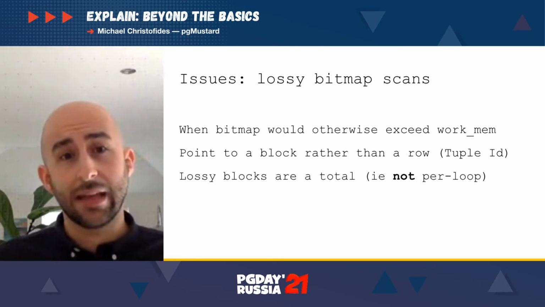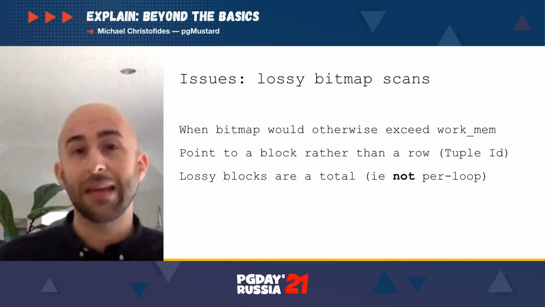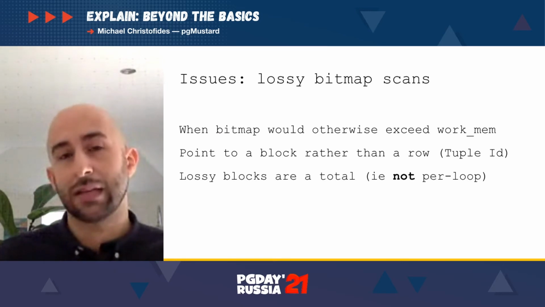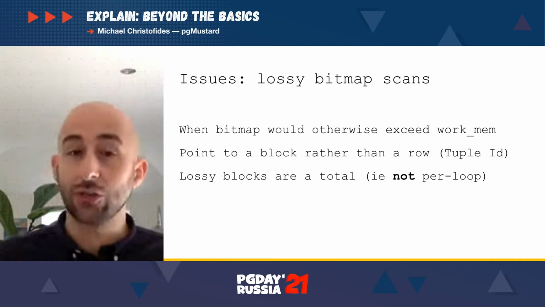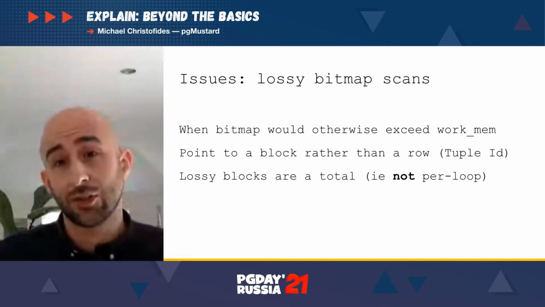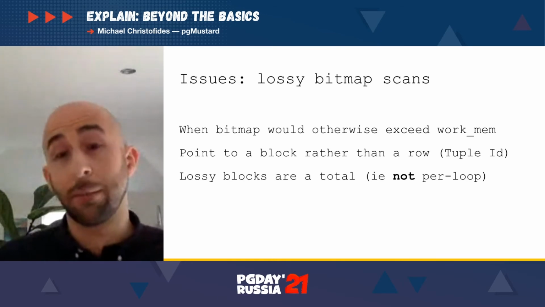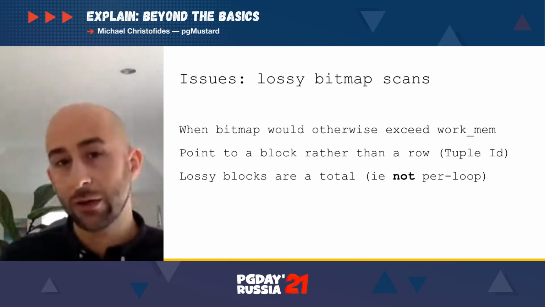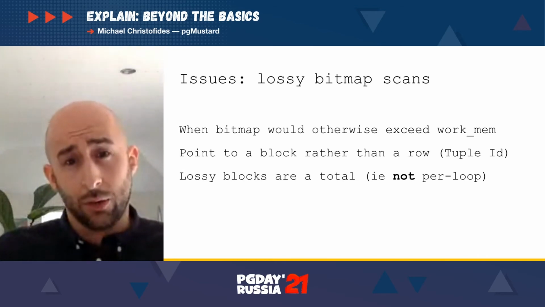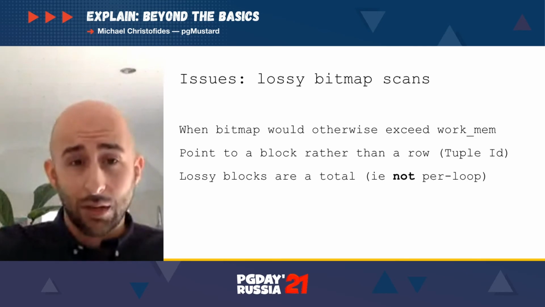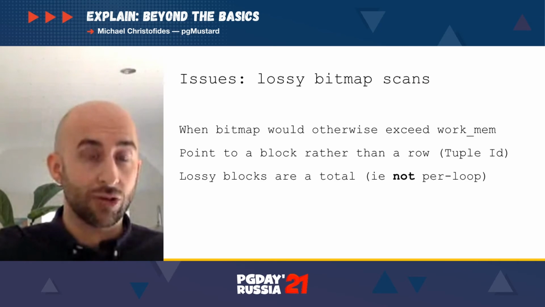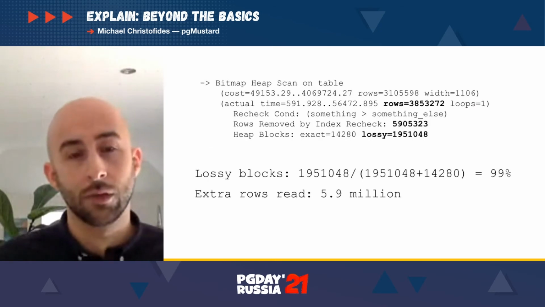And the concept of it being lossy is if it can no longer, within work mem, keep a pointer to every tuple ID or each row. So it instead reverts to keeping pointers to the blocks that it needs to. So therefore, it needs to keep fewer of those so that it still fits in work mem. So we'll see these as lossy blocks, and I'll show you an example in a moment, but it's worth remembering these are not a per loop average, like buffers.